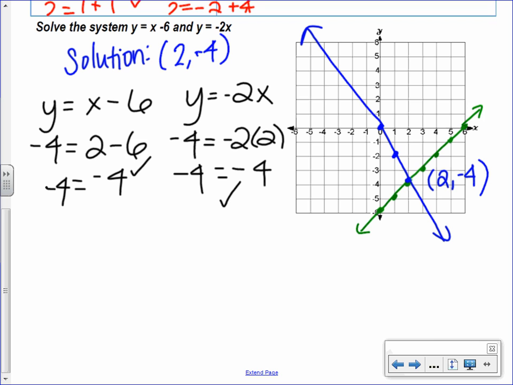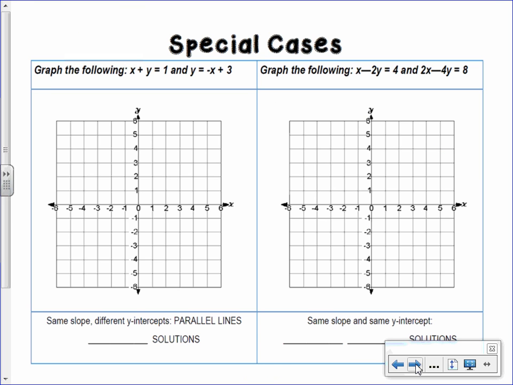All right, let's flip to the back. Now we're going to look at what we call special cases. There's going to be situations where the lines don't meet or where the line is the same line. So we're going to look at both the special cases on the back.